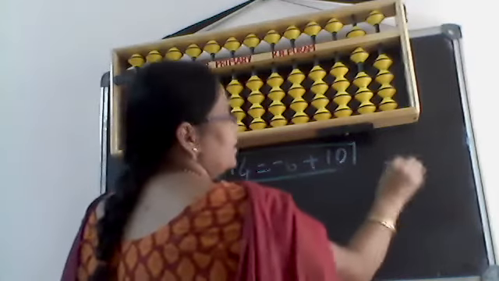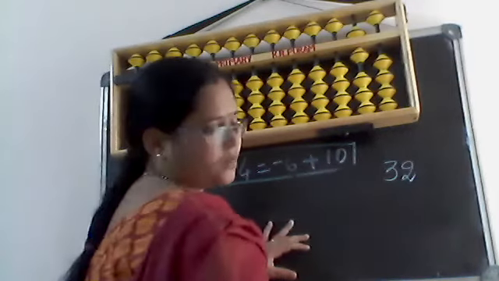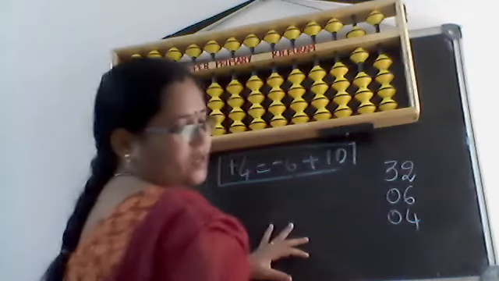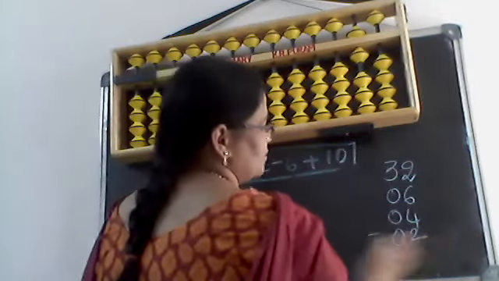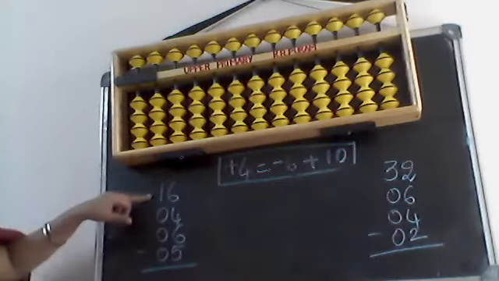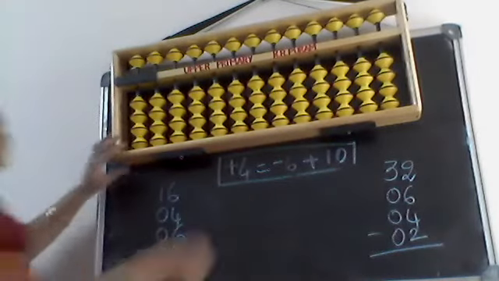The second one is 32, plus 6, plus 4. Then we will less 2 from it. Less means you have to subtract. Now clear the bits, children. Now 16. How do we do 16? 1 and 6. This is 16.